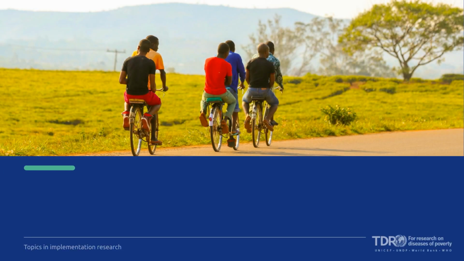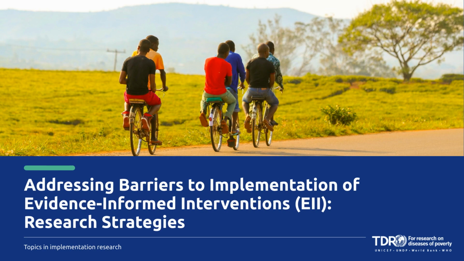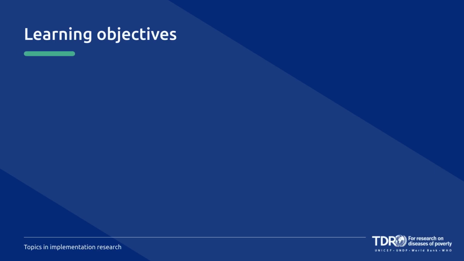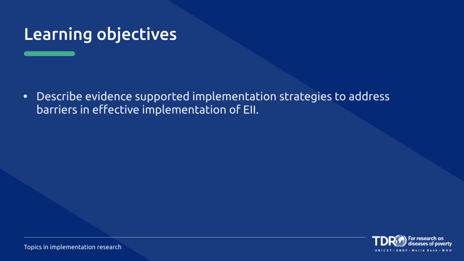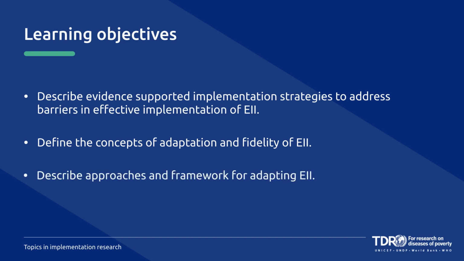Hello again, and welcome to Chapter 2, where we will be looking at evidence-supported implementation strategies and how to identify and adapt these to address barriers to implementation of evidence-informed interventions. After listening carefully to this chapter, you will be able to describe different evidence-supported implementation strategies used to address barriers in effective implementation of evidence-informed interventions. Define the concepts of adaptation and fidelity of evidence-informed interventions, and describe approaches and frameworks for adapting evidence-informed interventions.